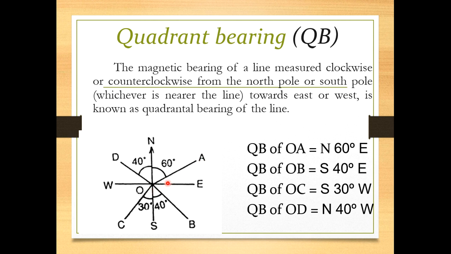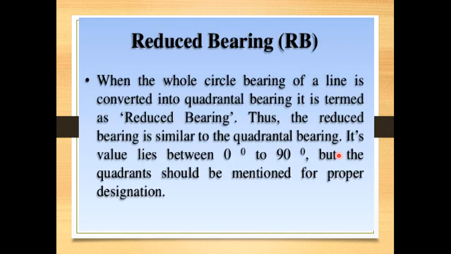Quadrant bearing of OA is 60 degree, right? Quadrant NE. Then quadrant bearing of OB is 40 degree, quadrant SE. Then quadrant bearing of OC is 30 degree. Which quadrant? SW. And quadrant bearing of OD is 40 degree and the quadrant is NW, right? So we write N 60 degree E, S 40 degree E. So write down the quadrant here and the angle, whichever is nearer the line.